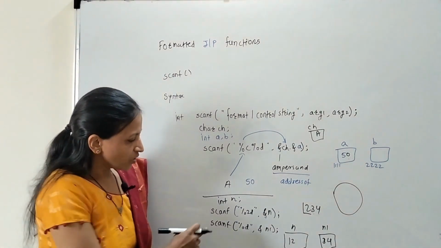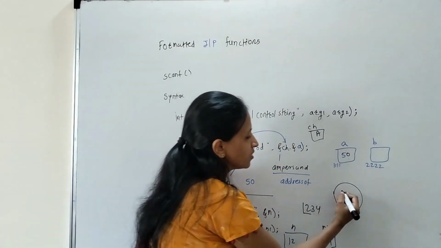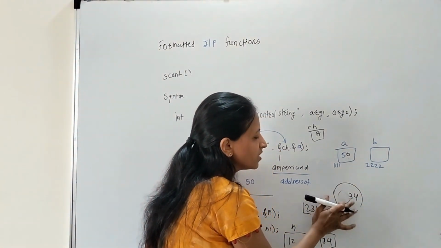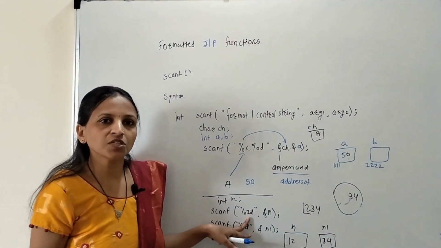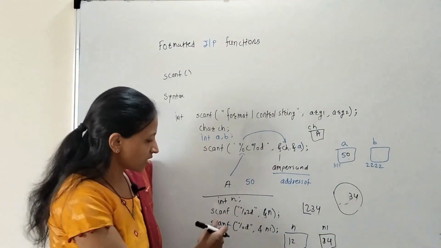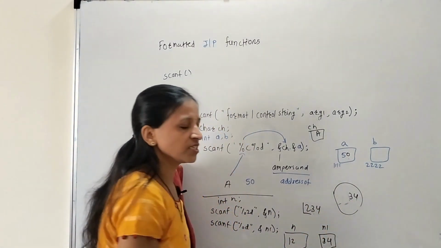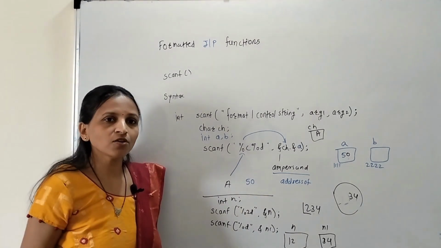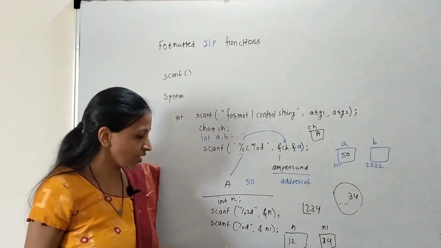Suppose we have written scanf in this way. Suppose the user is entering 1 2 3 4. First, 12 will get stored inside n, because we have written %2d here, and after that there is something in the input buffer. That's why the next scanf will get executed automatically, and that 34 will get stored inside n1 automatically. This program will not give the user a chance to enter something again.